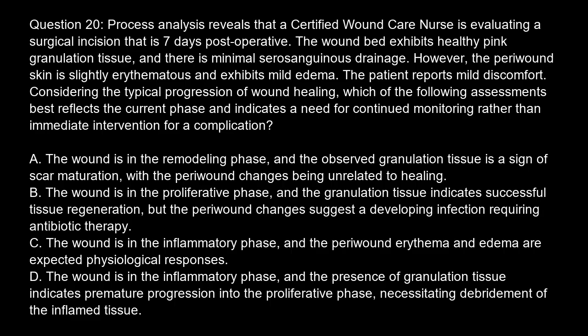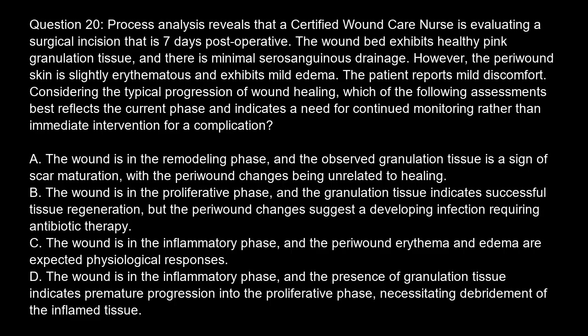Considering the typical progression of wound healing, which of the following assessments best reflects the current phase and indicates a need for continued monitoring rather than immediate intervention for a complication? Option A. The wound is in the remodeling phase, and the observed granulation tissue is a sign of scar maturation, with the periwound changes being unrelated to healing.